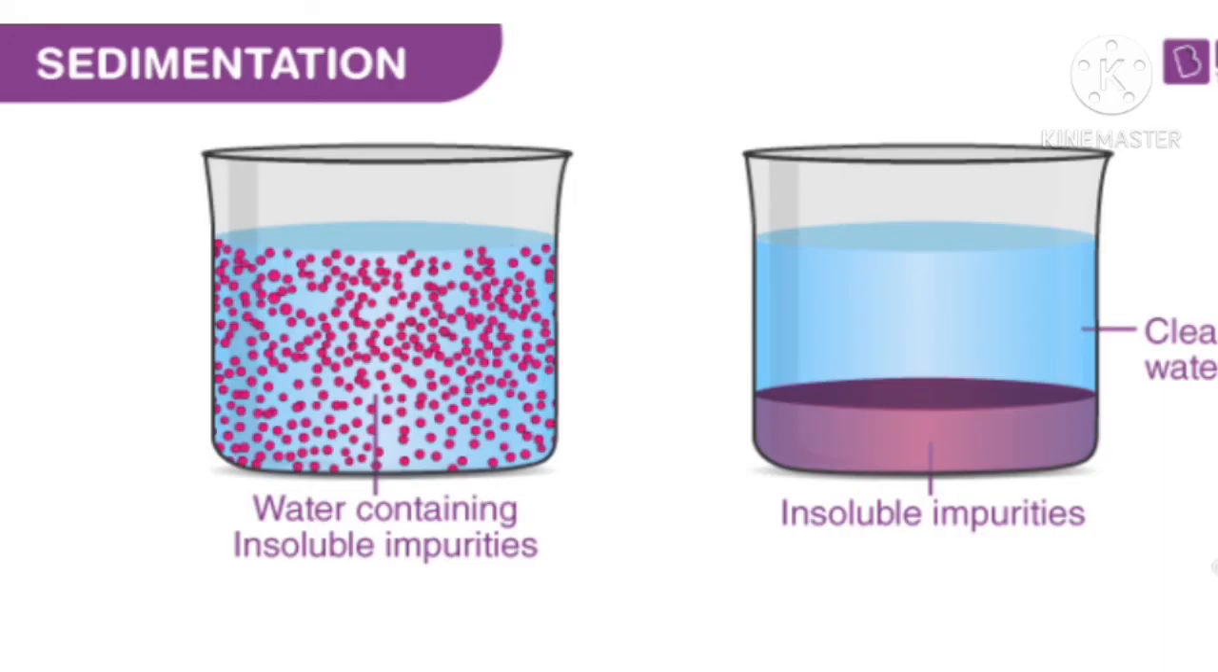Sedimentation. Sedimentation is another method for purifying the water. The mud mixed water in a container, if left untouched for some time, slowly settles down and we get clean water on the upper portion. This process is called sedimentation.